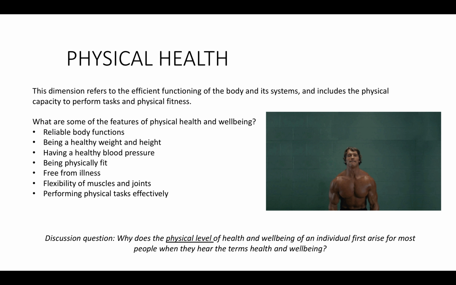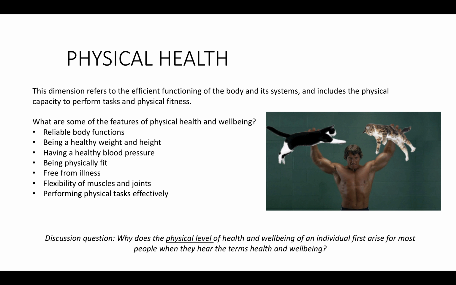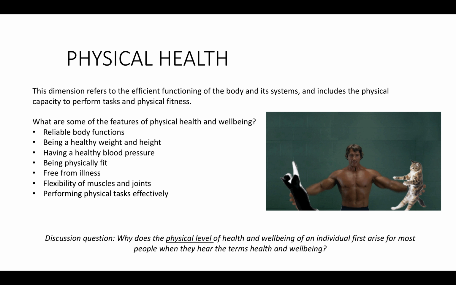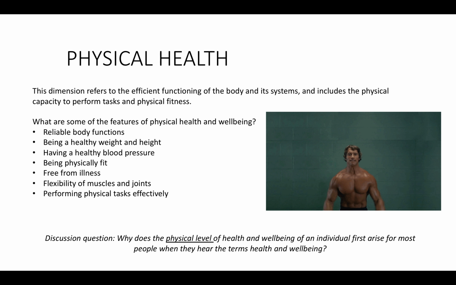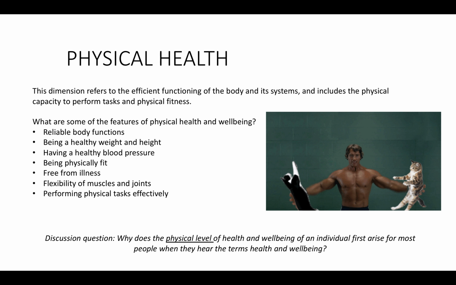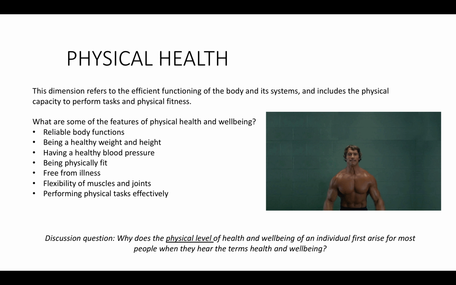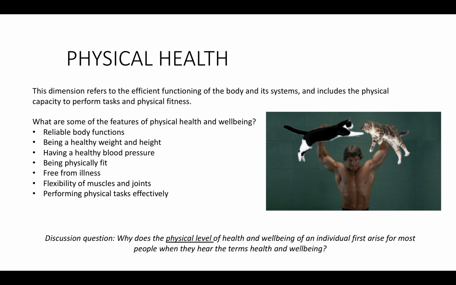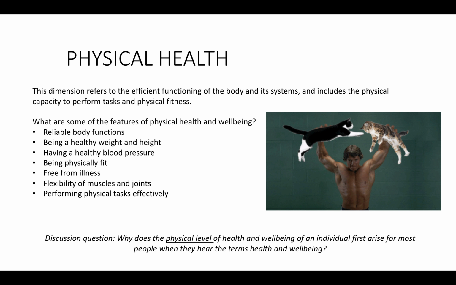Why do you think that the physical level of health and well-being of an individual first arises for most people when they hear the terms health and well-being? When you think of someone being healthy, most of the time, if someone sees someone going for a long run or they're super fit with footy, someone's going to go, oh, they're so healthy. But why is this the case? How do we know that they're super healthy? We just talked about before that to achieve overall good health and well-being, you need a balance of all 5 dimensions. So just have a think about that one.